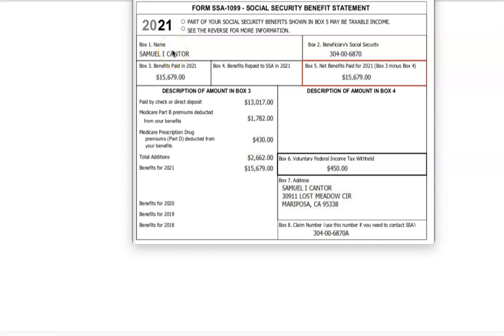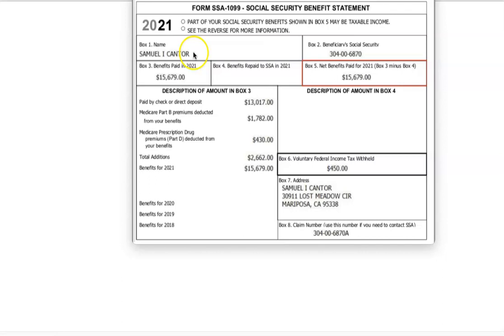In looking at the intake booklet, you may have noticed that Mr. Cantor listed his first name as Sam, whereas on the SSA 1099, which is the official name because the Social Security Administration and the IRS share that information, it's Samuel. So which do you put into TaxSlayer? And the answer is it doesn't matter.